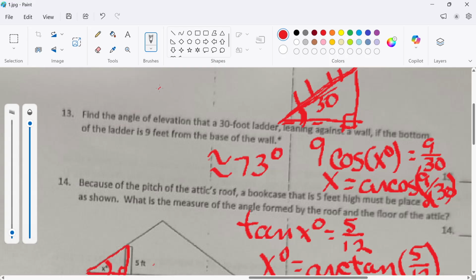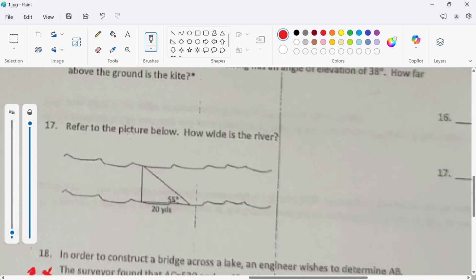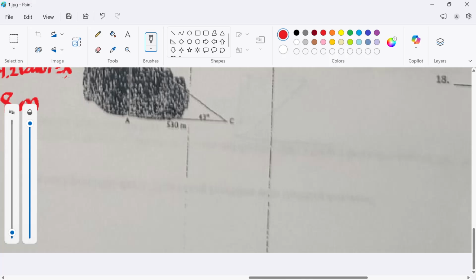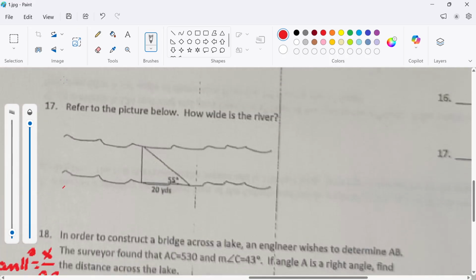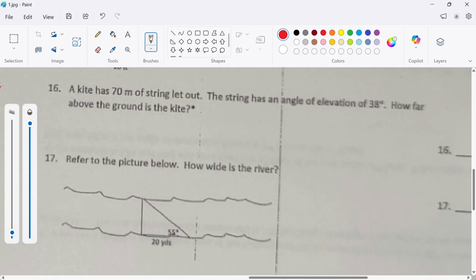When you're looking for an angle, you're going to have to use those inverse functions. When you're looking for a side length, you just use the trigonometric functions. But that's a few examples of how to find side lengths and angles using trigonometry, the trigonometric ratios and the inverse trigonometric functions.